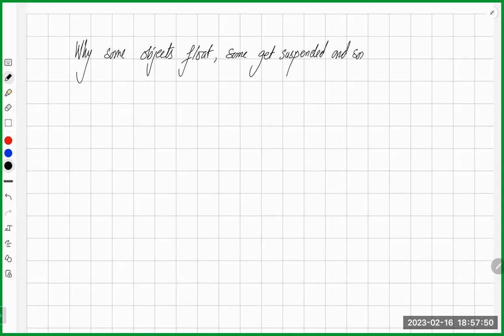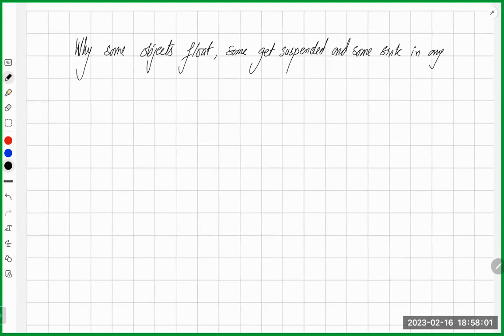Why do some objects float, some get suspended, and some sink in any fluid.